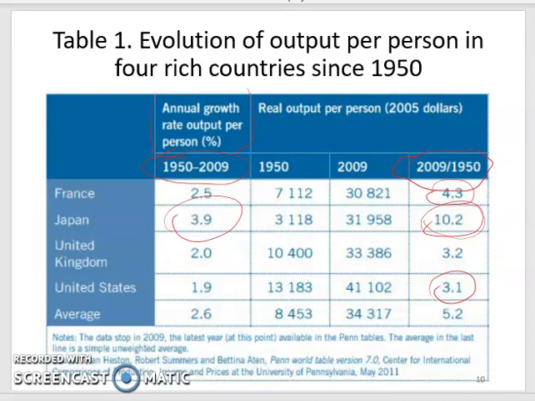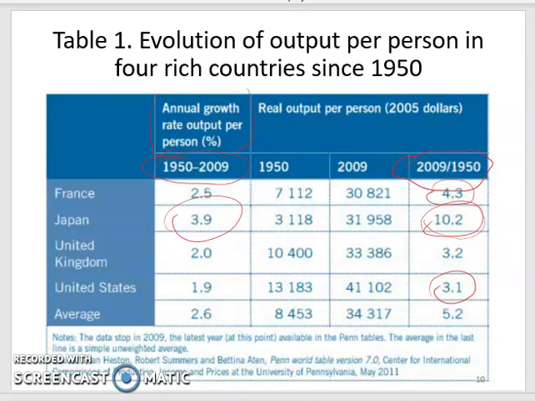This high growth rate has led to a tenfold increase in real output per person in Japan over the period of time. So this means that, just like in the case of interest rates per year, the higher the annual growth output per person per year is going to yield us a higher real output per person over the period of time that we are measuring.